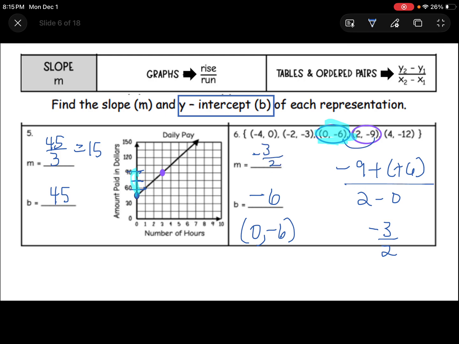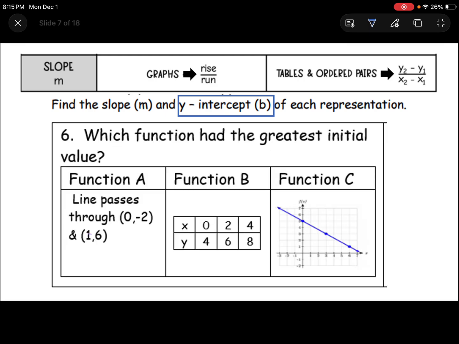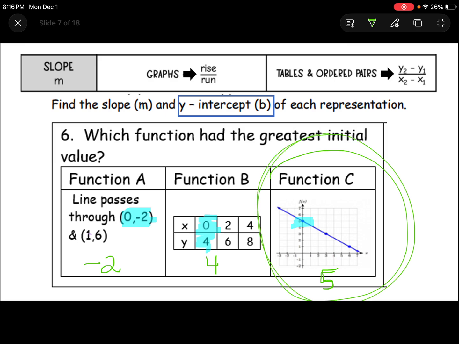And then the last two questions have you looking at which function has the greatest initial value. Remember, the initial value is where it's crossing the y-axis. So that would be that point, that would be that point, and that would be that point. So you would look for that value in each of those. This one has an initial value of -2. This one has an initial value of 4. And this one has an initial value of 5.